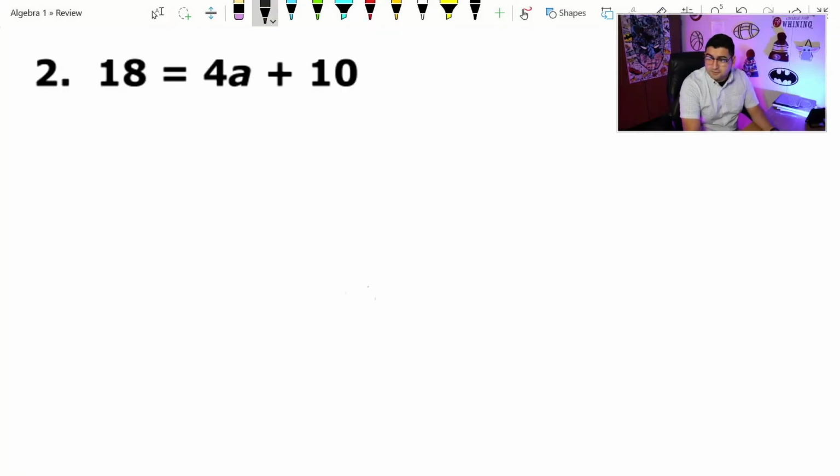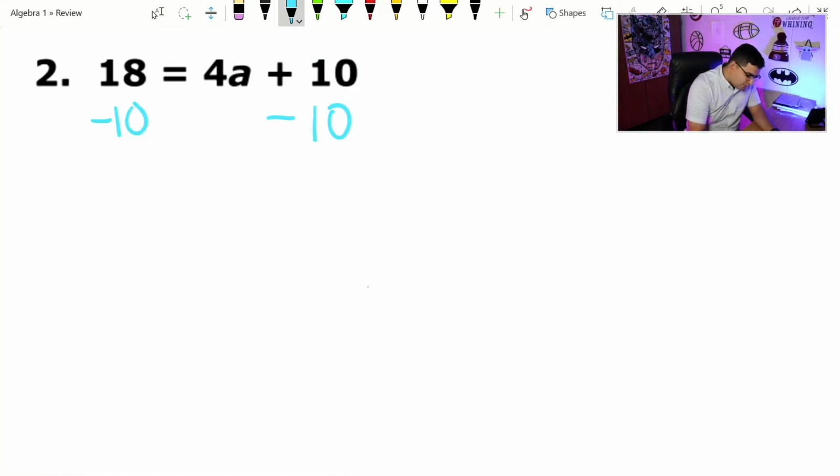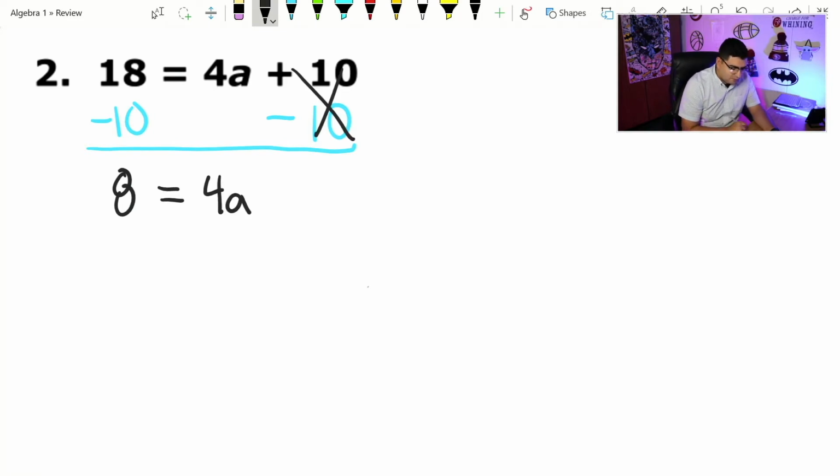For this next problem, again, we're going to look at the a. Looking at the a, I can see that the 10 is further away than the 4. So I'm going to try to remove the 10 first. I'm going to go ahead and subtract 10 from both sides. Doing that will get me 8 equals 4a, and these 10s will cancel out.